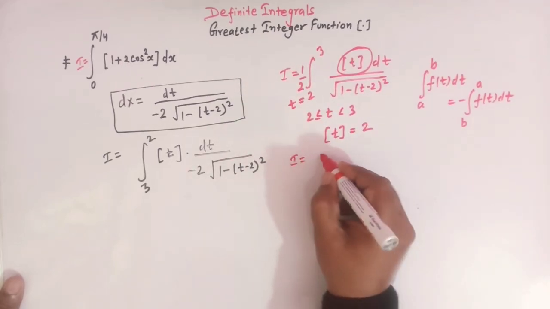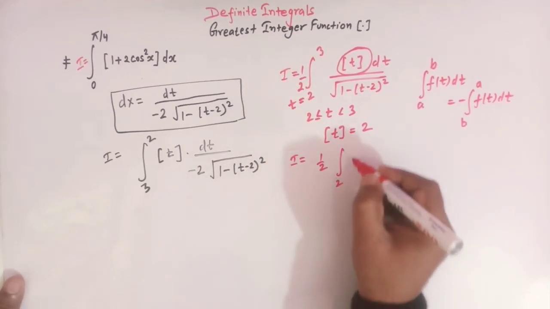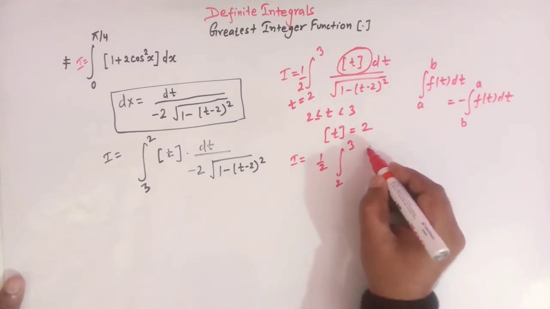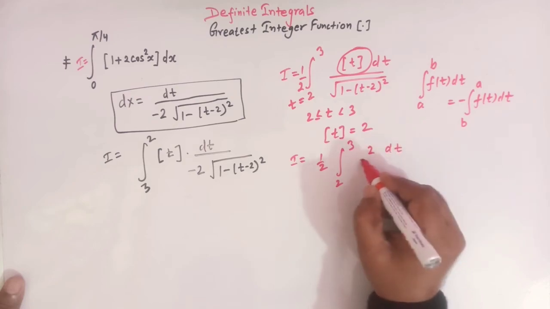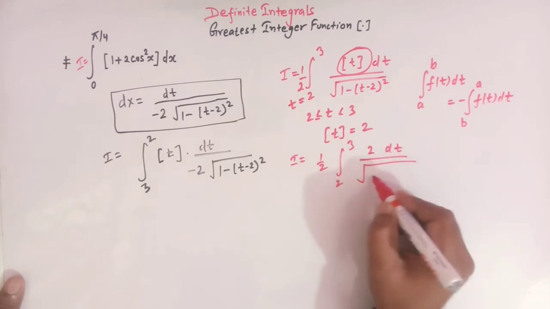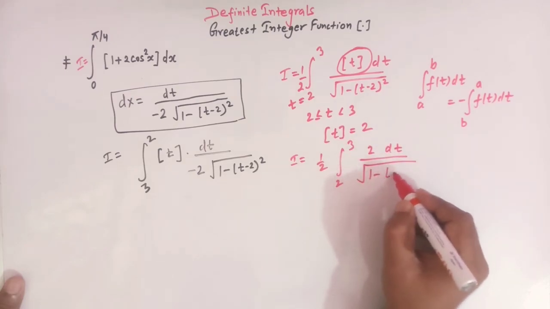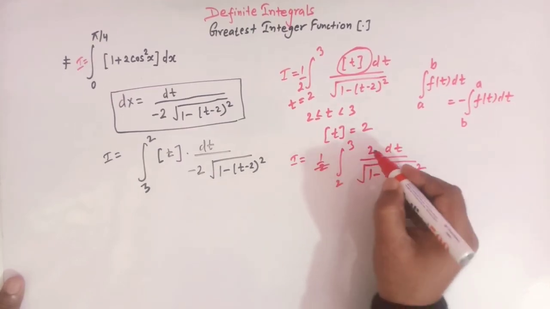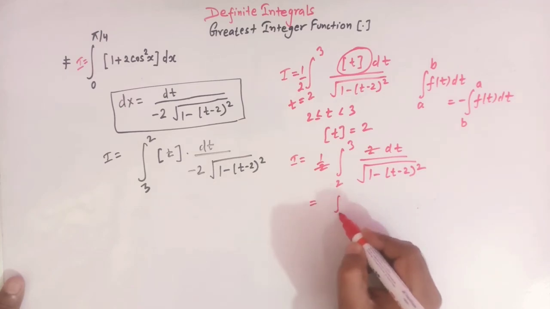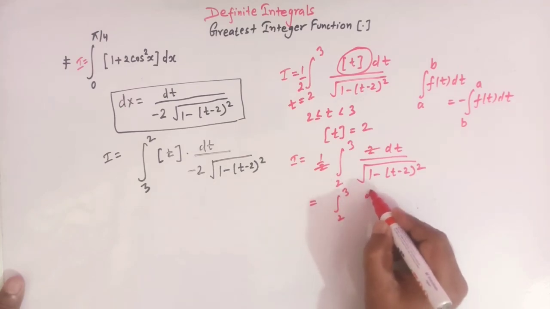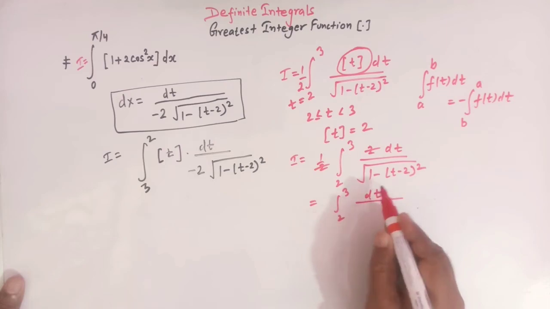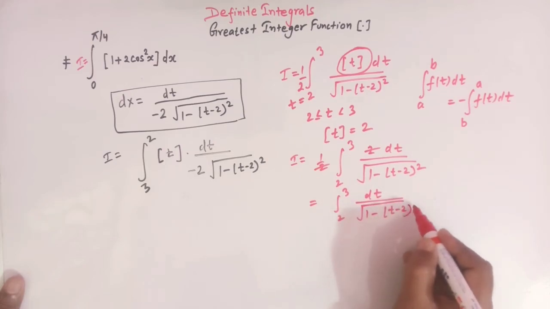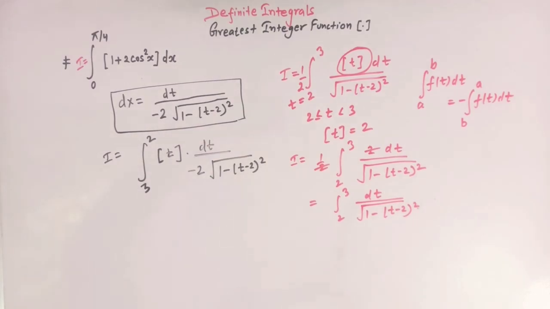So now we can write half, and here we have 2 to 3, and for this greatest integer of t we can write 2. Here we have dt, and in the denominator we have square root of 1 minus t minus 2 square, right? So this 2 and this 2 get cancelled, so we are left with integral 2 to 3 dt divided by square root of 1 minus t minus 2 square, right?